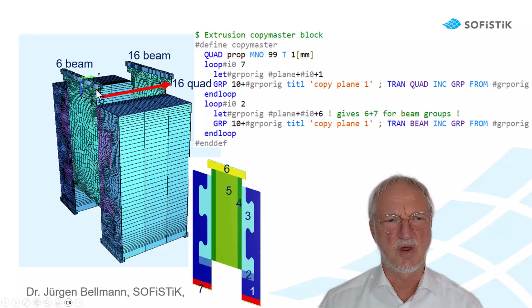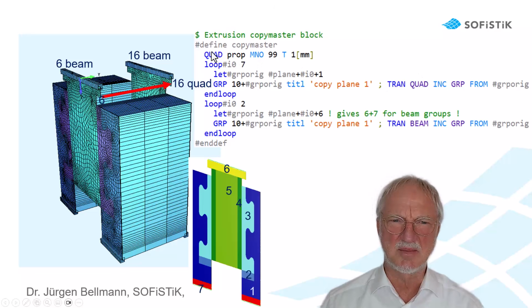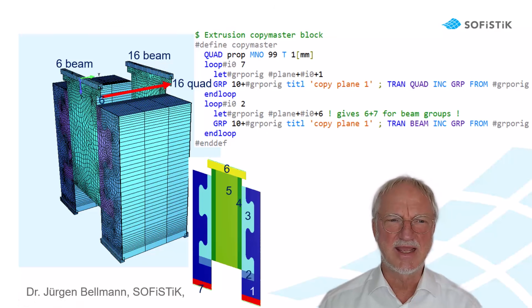Then we have to copy the original master areas here to this new position so that they can be used for the next extrusion. This is just the same command with TRAN, only we use quad elements and create quad elements, so they are only copied. Now they can be used for the next extrusion.